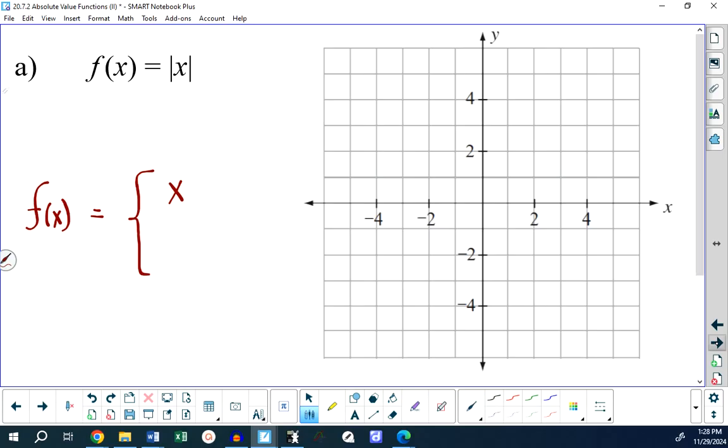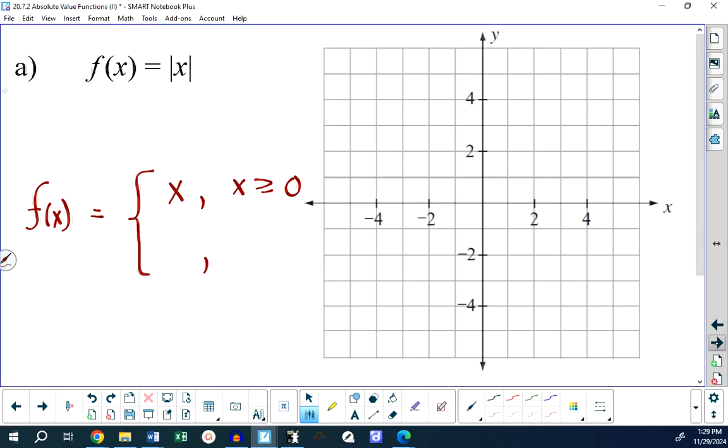Or there's another one other than just positive. 0. Or 0. So what we do is we say f of x is x if x is greater than or equal to 0. And I want you to think carefully about what I'm about to say. If f of x is the absolute value of x, f of x will just be x if we don't need the absolute value signs. When don't we need the absolute value signs? Well, when the thing inside the absolute value signs is greater than or equal to 0.